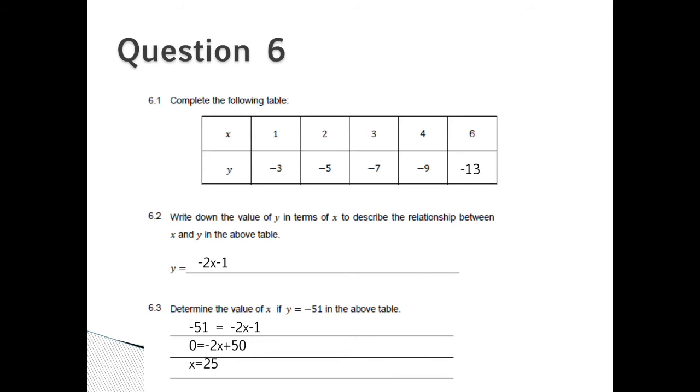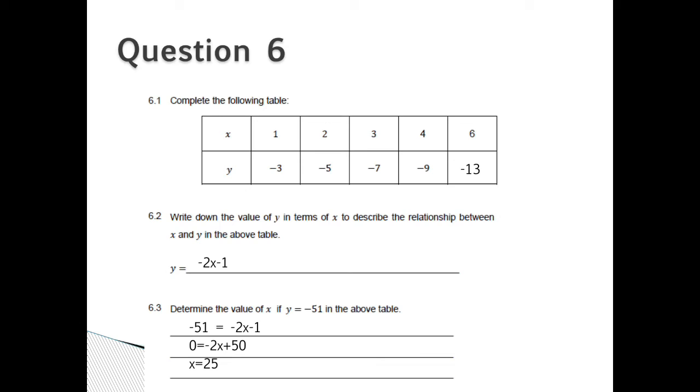If you were to complete the following table, for 6.1, x is equal to 6, y will equal negative 13. For 6.2, if you write down the value of y in terms of x to describe the relationship between x and y in the above table, y is equal to negative 2x minus 1.